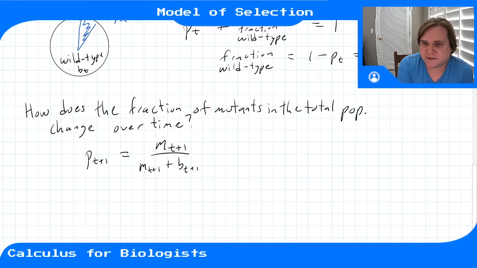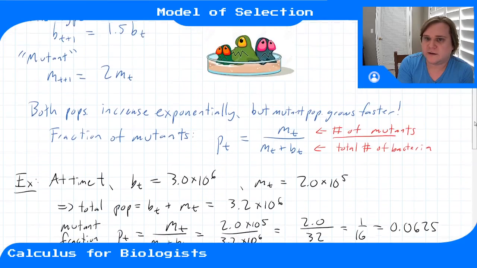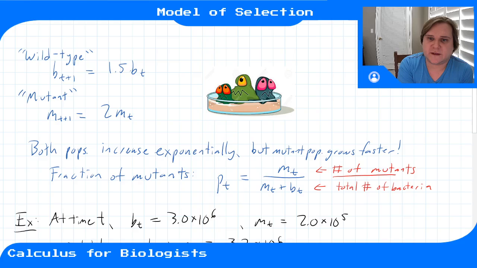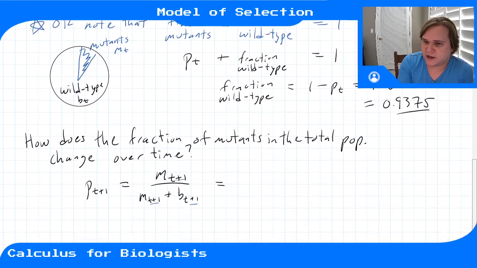So this is M at t plus 1 divided by M at t plus 1 plus B at t plus 1. These are subscripts here, and this is a plus sign. A little messy. But if I just use my expressions for M at t plus 1 that I had before, we know that the wild type grows like this, B at t plus 1 is 1.5 B at t. The mutants grow like this, M at t plus 1 is 2 M at t. So I can substitute those expressions here, and I get 2 M at t divided by 2 M at t plus 1.5 B at t.